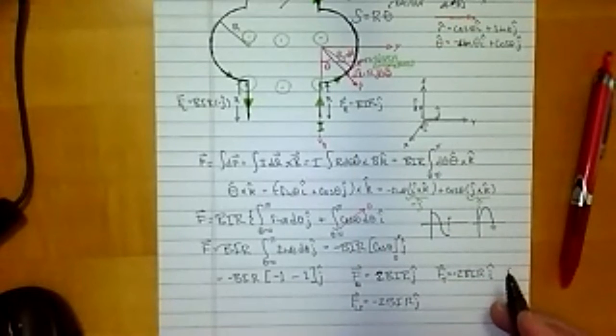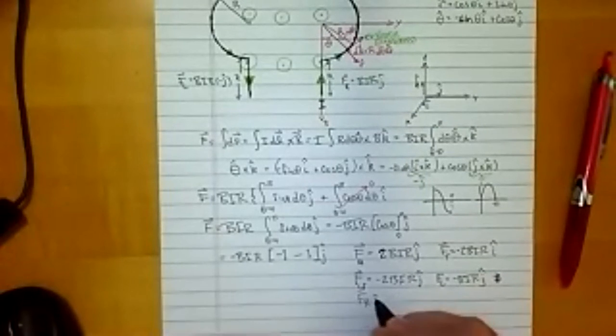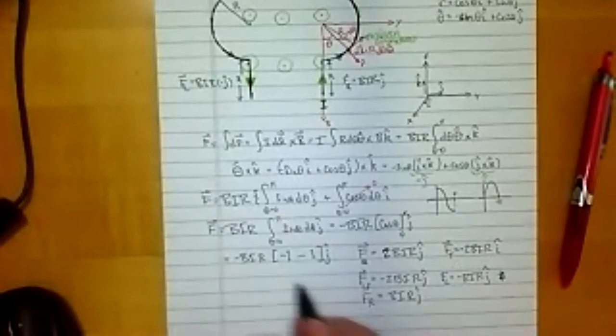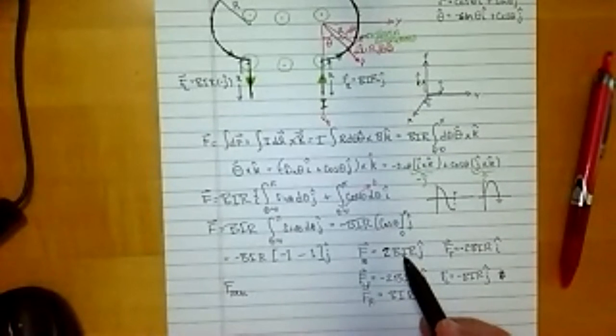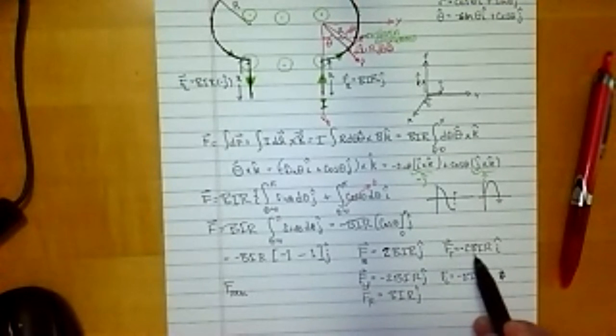And then, of course, we also have the force left plus force right. Force left is negative B I R j hat. And force right is positive B I R j hat. So when we add all these up, the total force, this one and this one cancel each other out, and this one and this one cancel each other out. So all we're left with is the force from the top one, which in fact points upward.